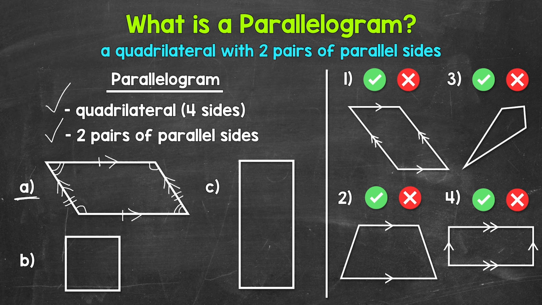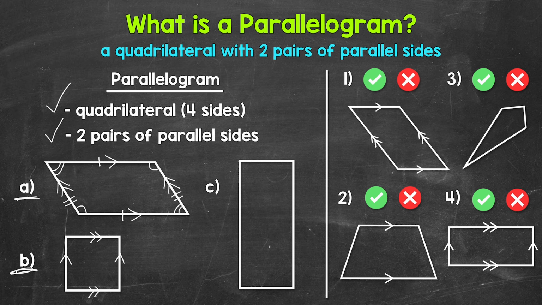Let's move on to example B. And it looks like we have a square here. So is this not an example of a parallelogram? Well, let's think. This is a quadrilateral, and there are two pairs of parallel sides. So yes, this is actually technically a parallelogram. When we hear parallelogram, that tells us that we have a quadrilateral with two pairs of parallel sides. And we do here. We have a pair of parallel sides here and a pair of parallel sides here. So two pairs of parallel sides.